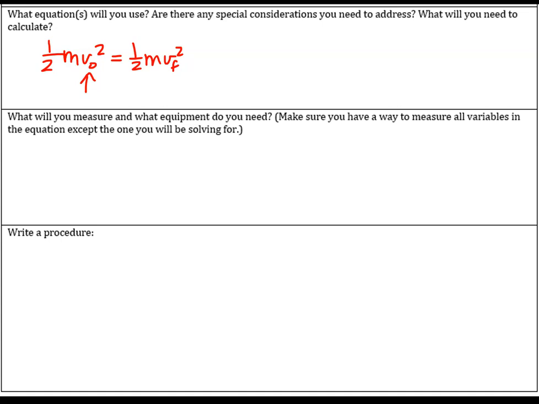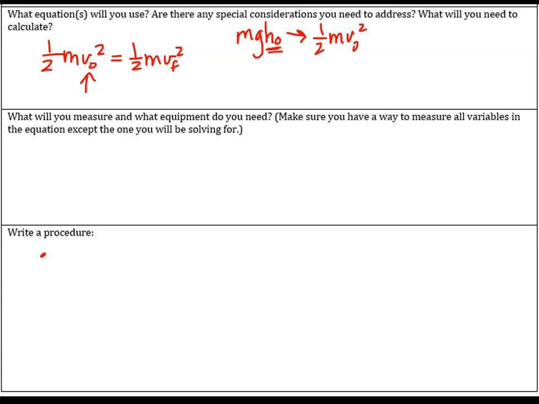And this is where I'm going to start with my procedure. I'm going to drop the ball. Because if I drop the ball, I'm going to have my gravitational potential energy that is going to convert to kinetic energy.